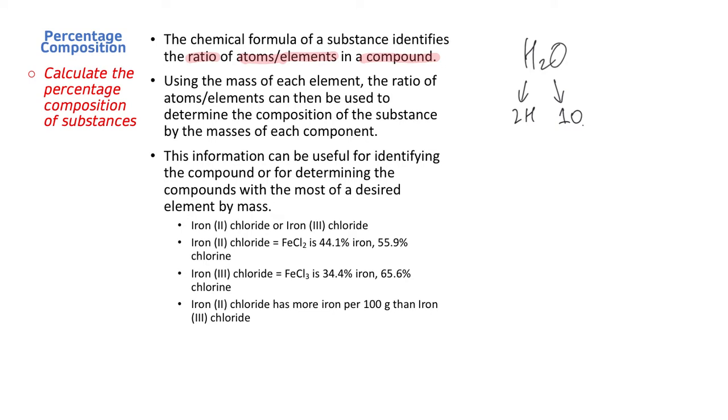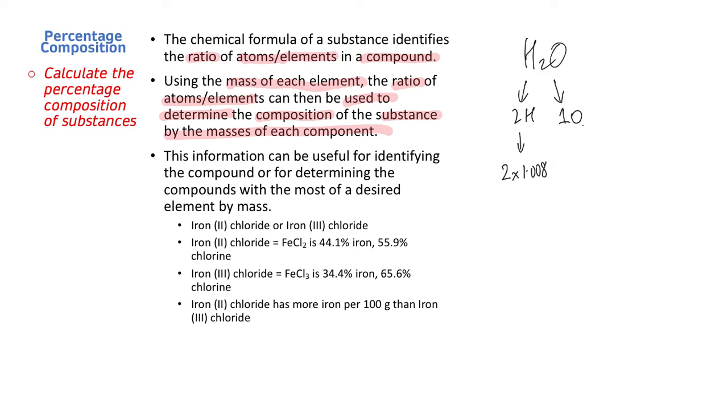Using the mass of each element, the ratio of atoms to element can then be used to determine the composition of the substance by the masses of each component. So what does that mean? Okay, so we know that 2 hydrogens is going to be 2 times 1.008 grams per mole.